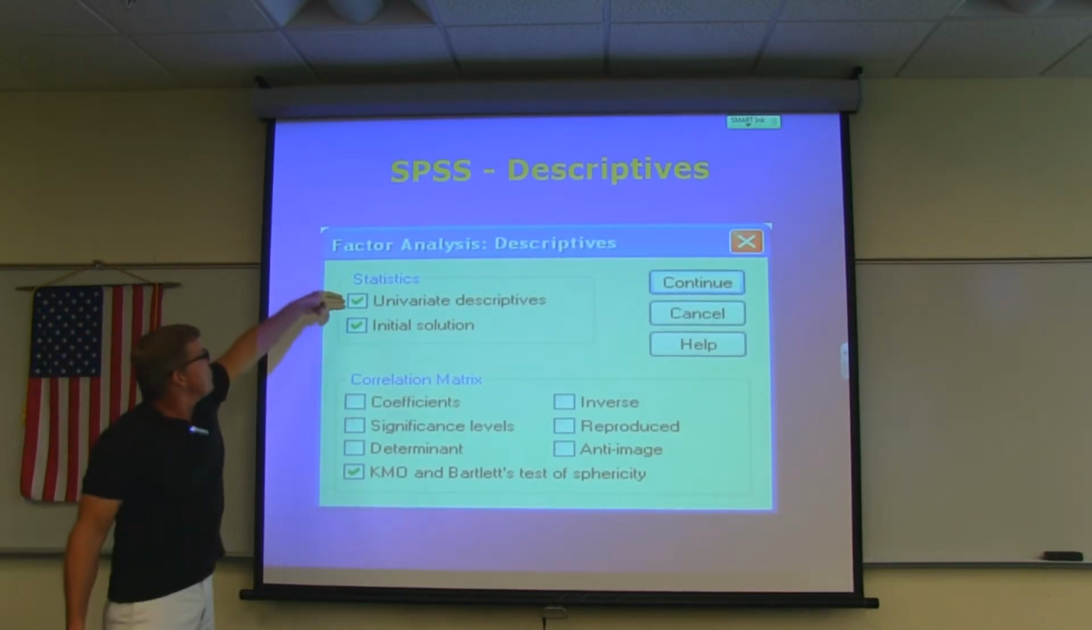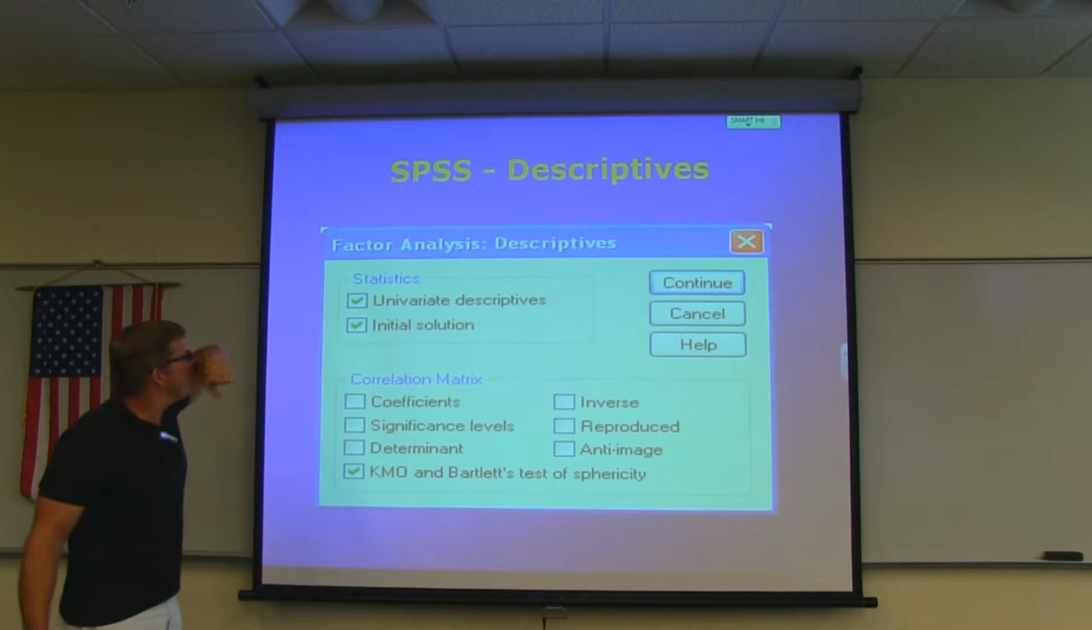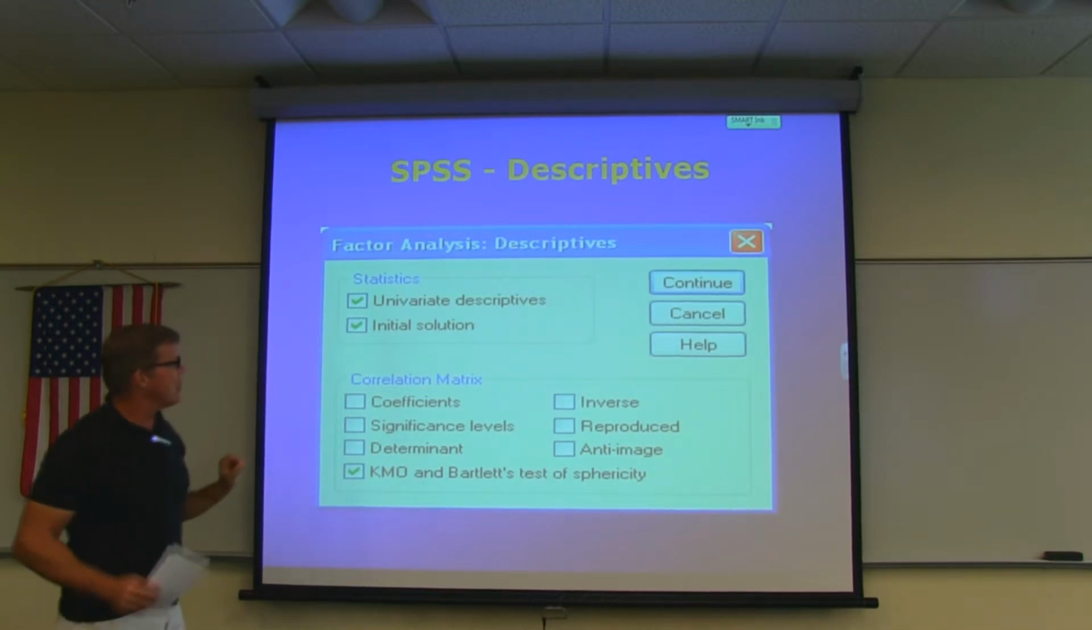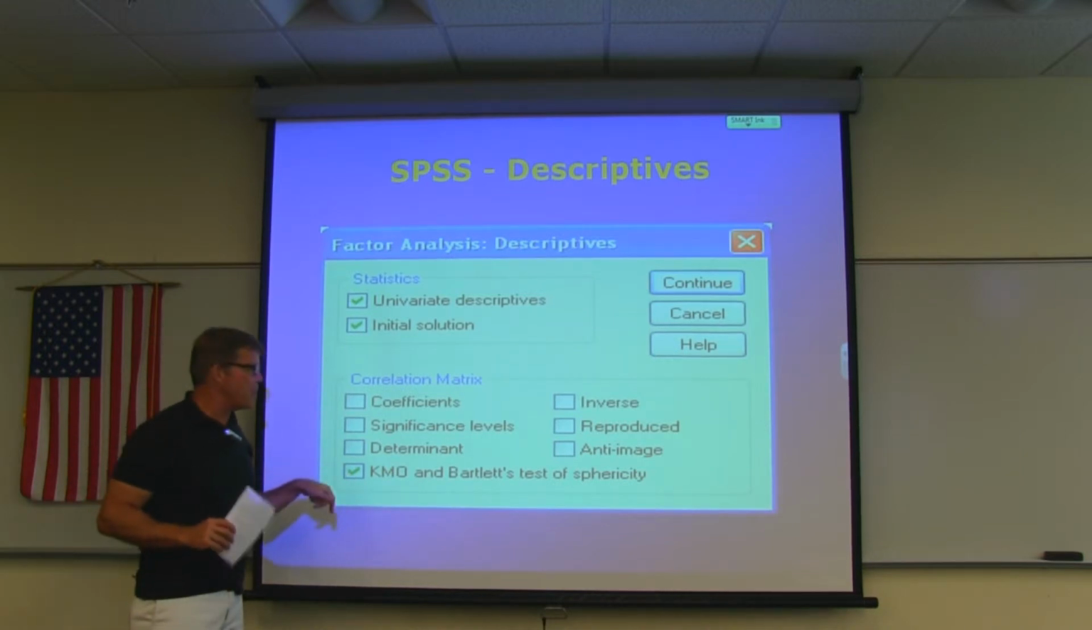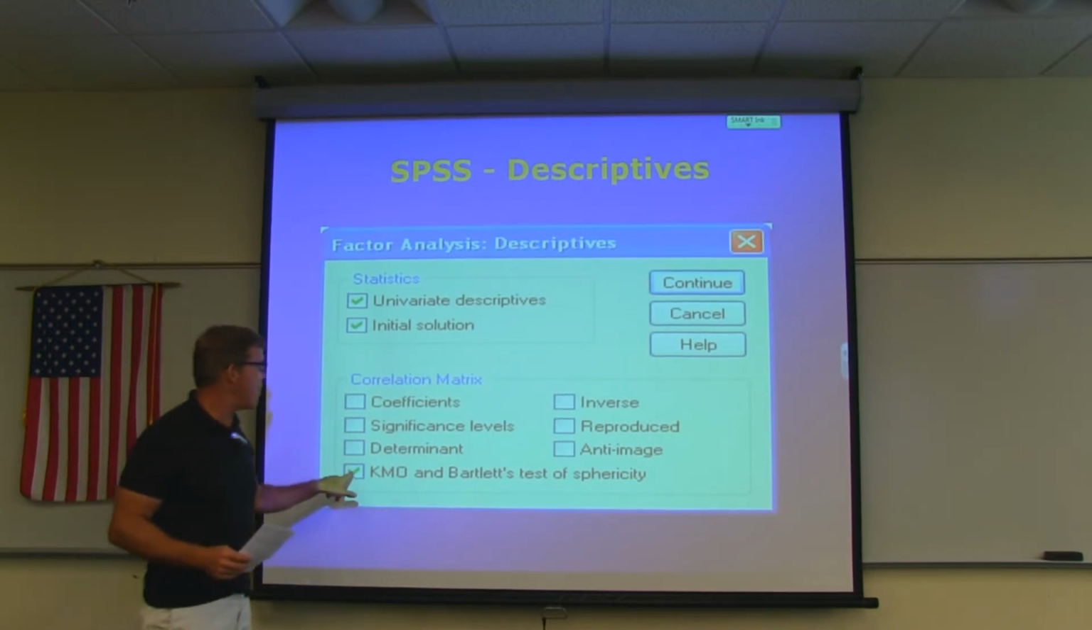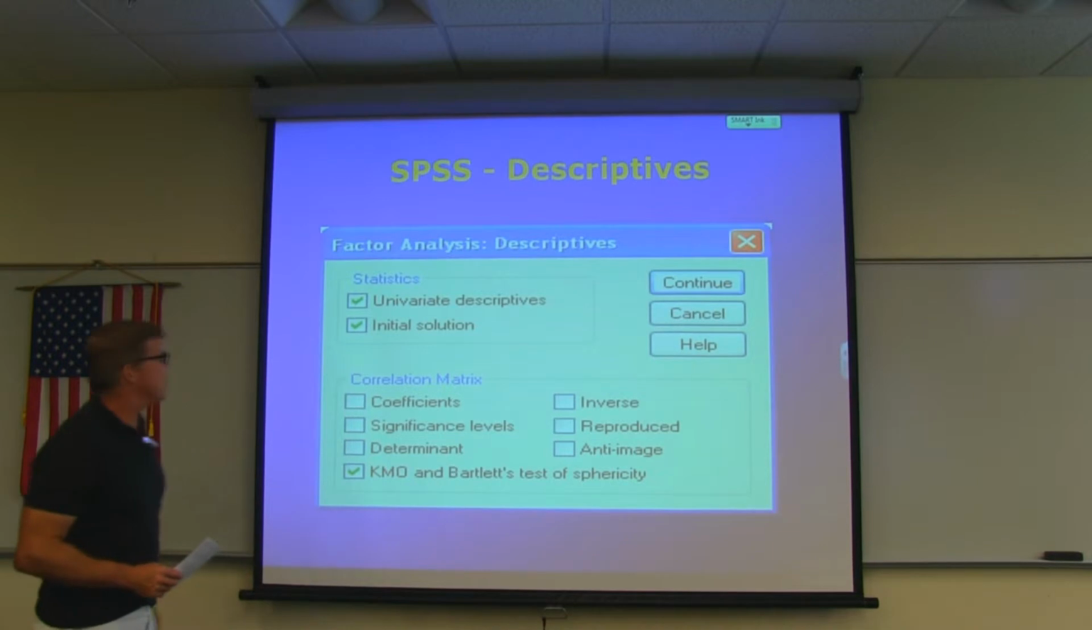Descriptives. We're going to do some basic univariate descriptives. We're going to look at the initial solution before the rotation, and we're going to run a couple of tests for assumptions, the KMO and Bartlett's test of sphericity, and then we'll hit continue.